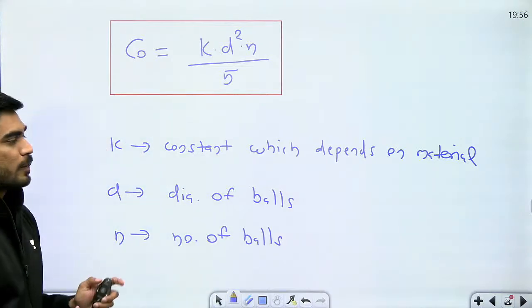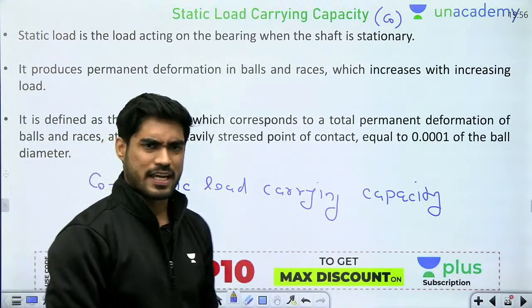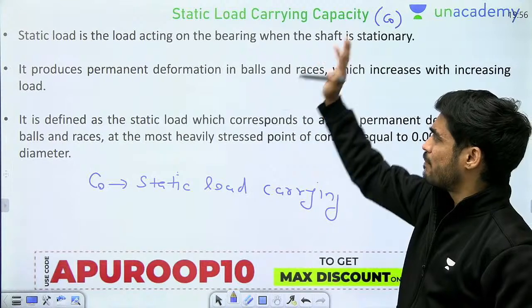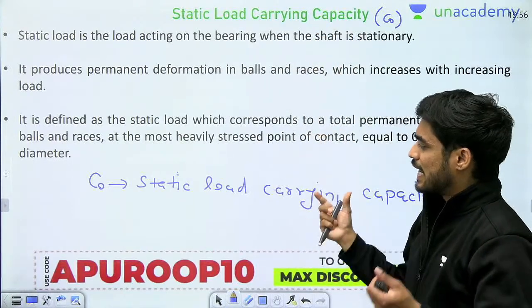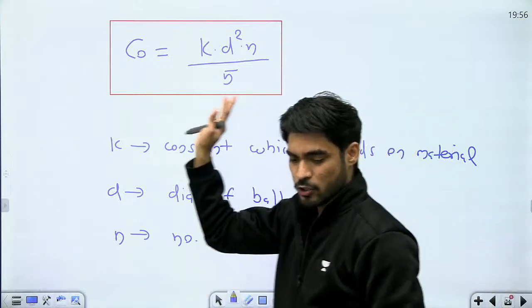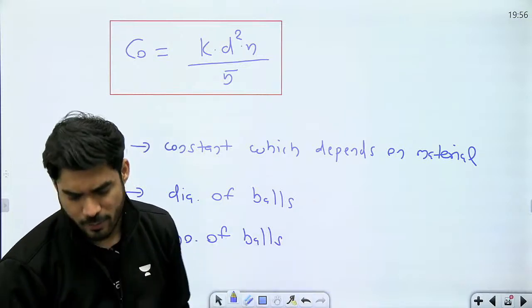Okay, so this is the first parameter. You will not get a lot of questions on static load carrying capacity. Just remember what static load carrying capacity is, and remember this equation only for theory questions. There will be no numerical based on this. इसके ऊपर कोई numerical नहीं आने वाला है.